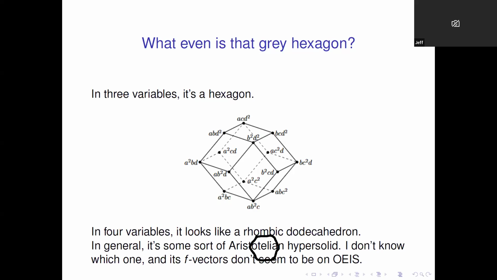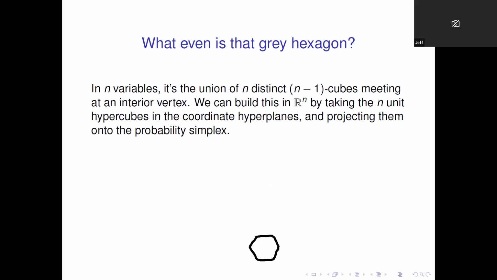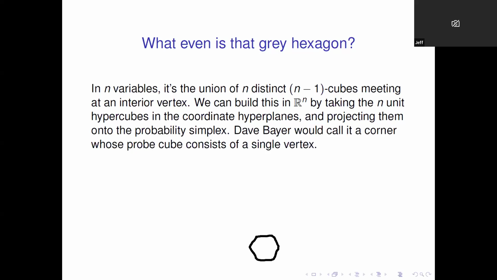So whatever the shape is in more variables seems to be a relatively new thing. You build it by meeting a bunch of cubes, which you can realize as just taking unit hypercubes on all the coordinate hyperplanes at the origin, and then taking the whole thing and projecting it out onto the hyperplane where the sum of the variables equals 1. But I don't know a name for that.